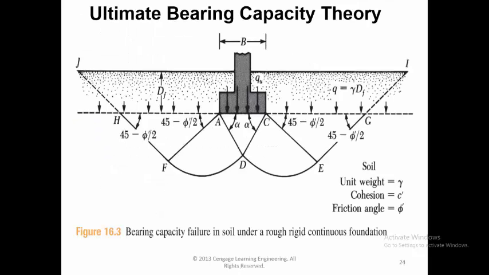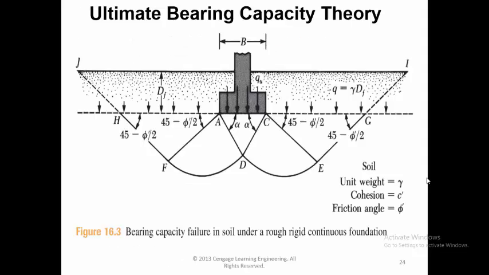Okay? So ultimate bearing capacity, this is the width of the footing, QU, okay? Then depth of the foundation, q is equal to gamma times Df. Gamma is the density of the soil times the depth of foundation. This will be the pressure. Okay? Of course, you also have pressure caused by the weight of the structure here. Gamma, c prime is the cohesion. Delta is the friction angle.